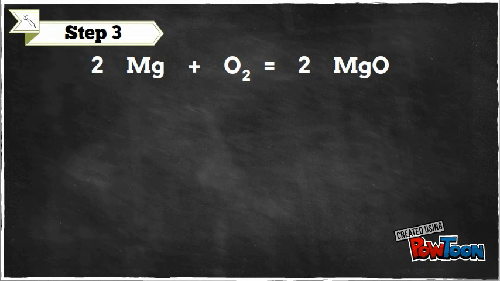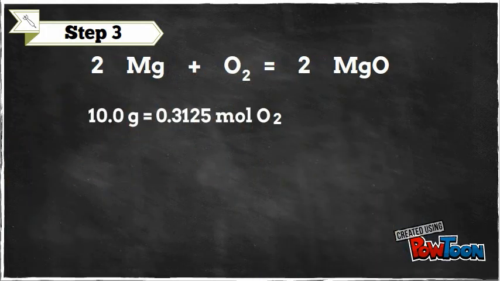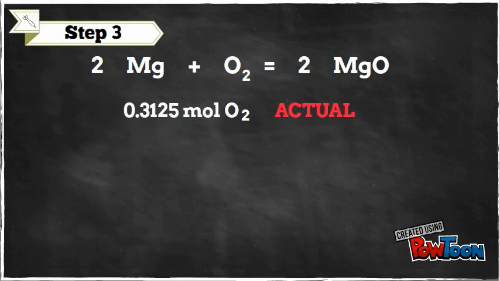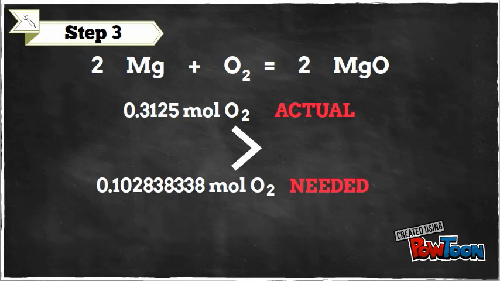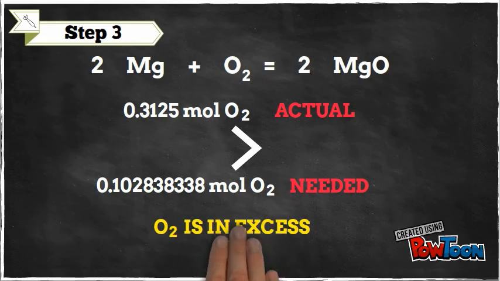So now we look to see how much oxygen we actually have from step 2. We calculated that we had 0.3125 moles of oxygen. So the actual amount of oxygen that we have is greater than the theoretical amount that we would need for the reaction. So then we know that oxygen is in excess. We have more oxygen than we would need to complete the reaction given the amount of magnesium we have.